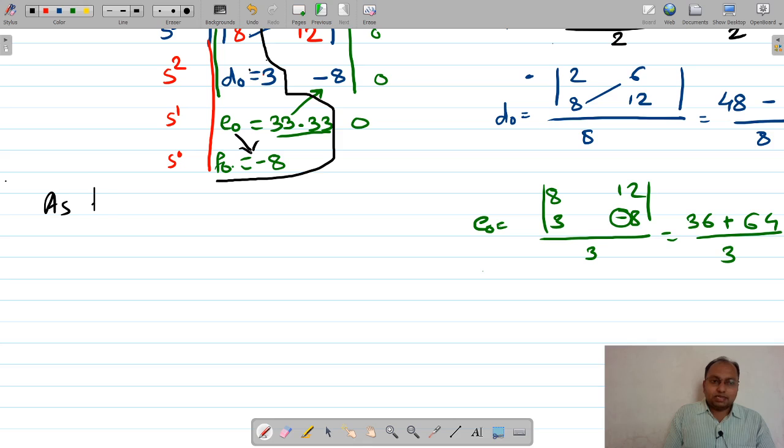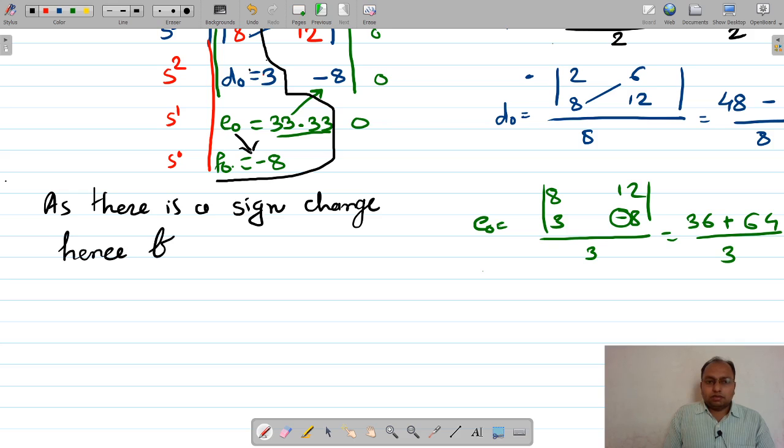So as there is a sign change, hence the system is unstable.